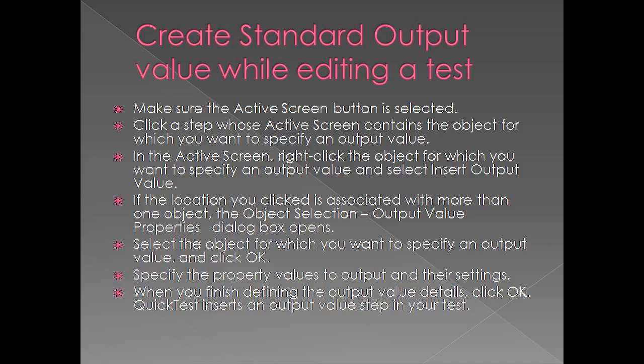4. If the location you clicked is associated with more than one object, the Object Selection Output Value Properties dialog box opens. 5. Select the object for which you want to specify an output value and click OK. The Output Value Properties dialog box opens for the selected object. If you select a table item, the Table Output Value Properties dialog box opens. 6. Specify the property values to output and their settings. 7. When you finish defining the output value details, click OK. Quick Test inserts an output value step in your test.